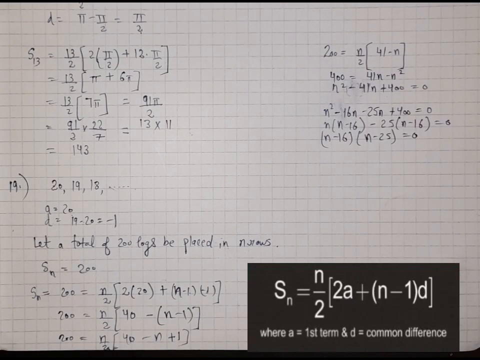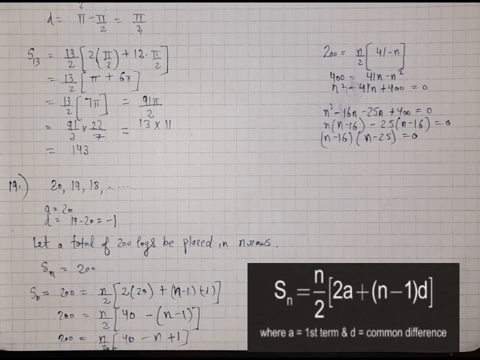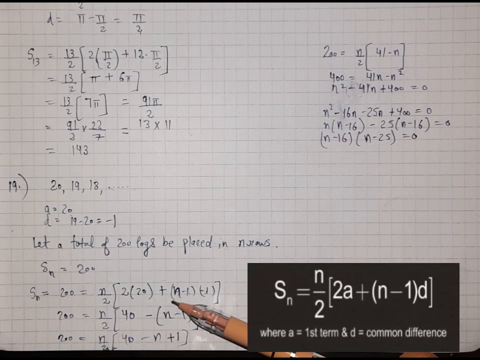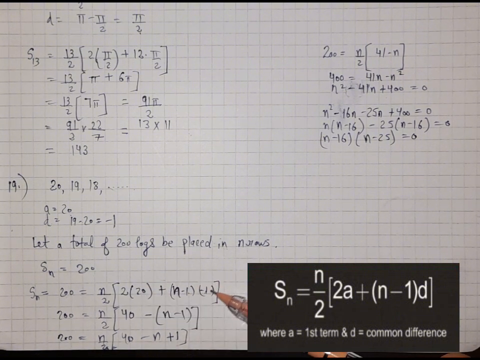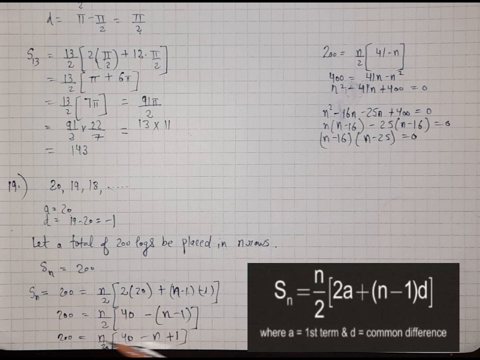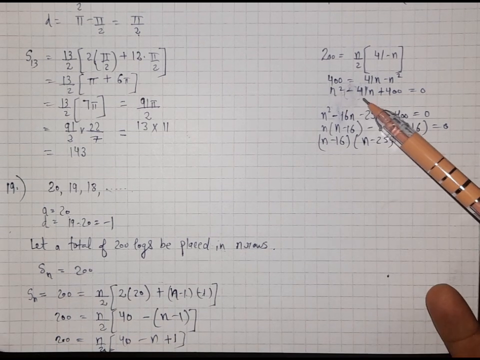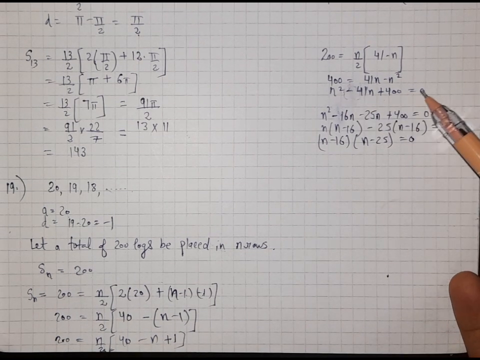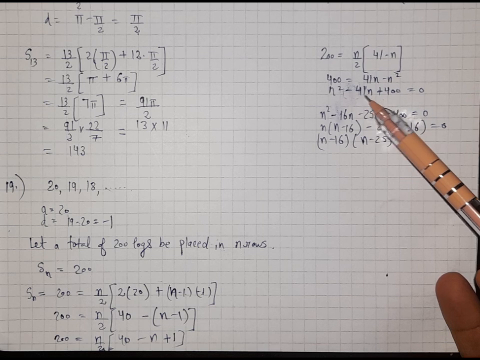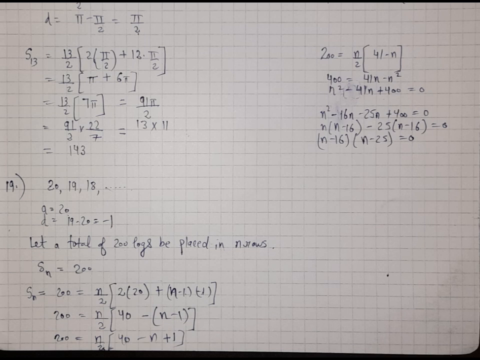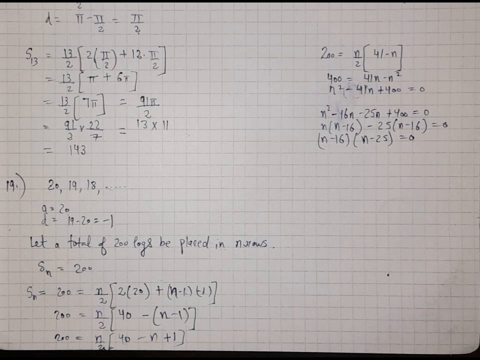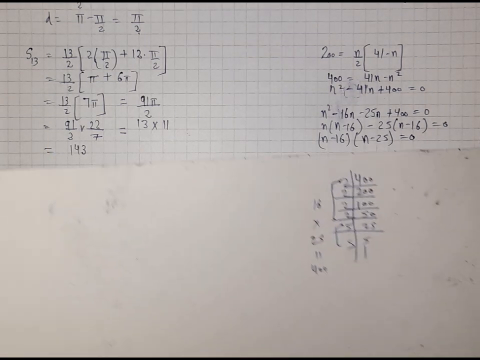Since we know that the sum of n terms in an AP is n upon 2 into 2a plus (n minus 1) into d. Here a equals 20 and d equals -1. After solving this equation, we have n square minus 41n plus 400 equals 0. Now to find the value of n, we need to split the middle term in such a way that after adding the two factors, we will get 41, and after their multiplication, we will have 400.